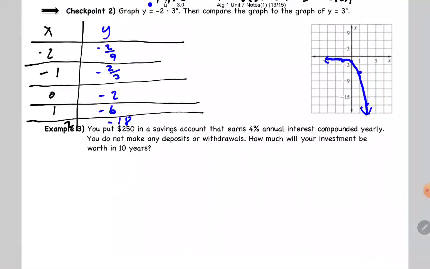Alright, you put $250 in a savings account. This is where a lot of exponential growth can be used, in banking. Now, banking is a bit more complicated in how they calculate how much interest you get, but this here is a basic way to show that.